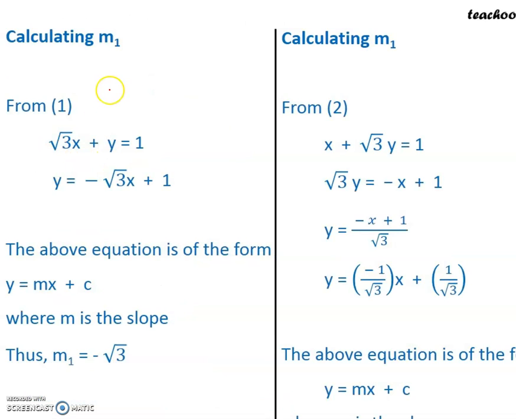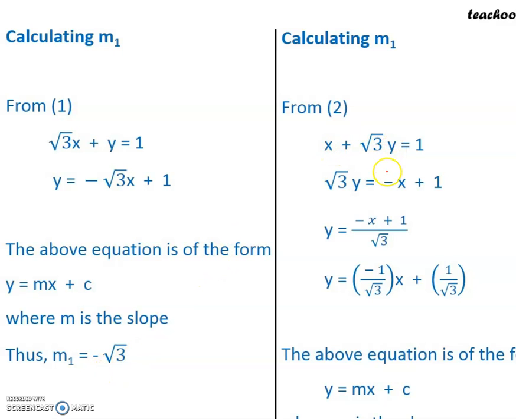Now we have to calculate m1. From root 3x plus y is equal to 1, y is equal to minus root 3x plus 1. Therefore, the above equation is in the form of y is equal to mx plus c, where m is the slope. Therefore, m1 is equal to minus root 3.